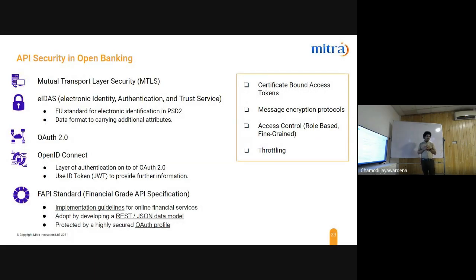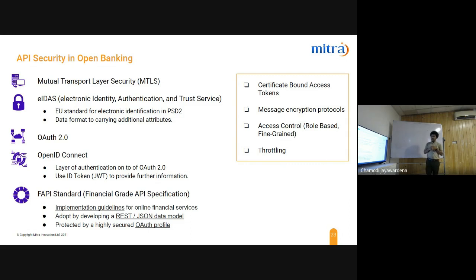So security is very important now. We know that APIs are going to be exposed, and security is very important here. What are the security layers? These are the general things. Mutual transport layer security, MTLS, where the two parties communicating mutually authenticate themselves. And electronic identification and authentication, eIDAS, is another one. It's used in the European standards.